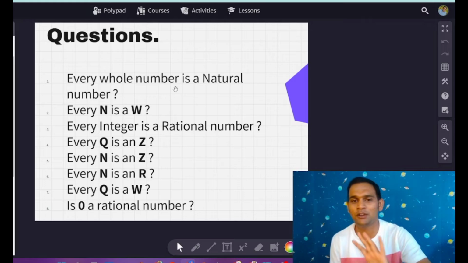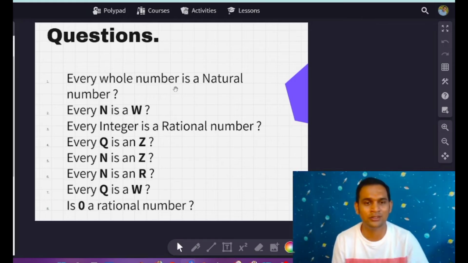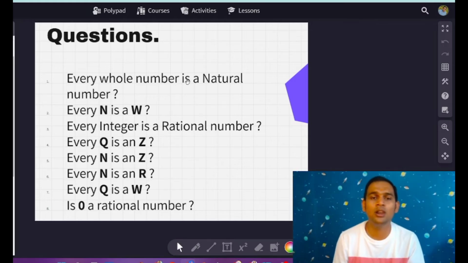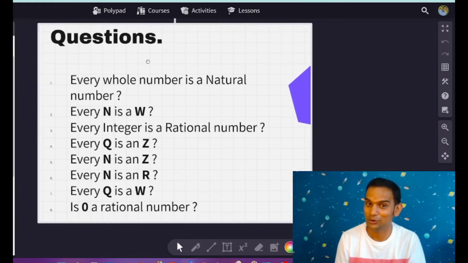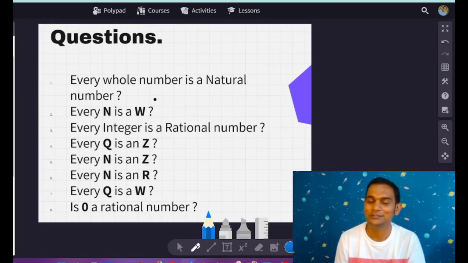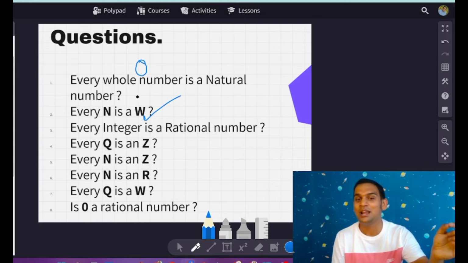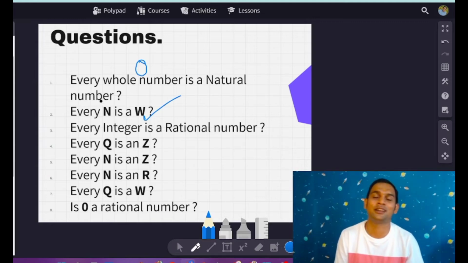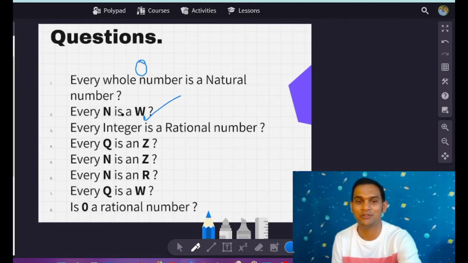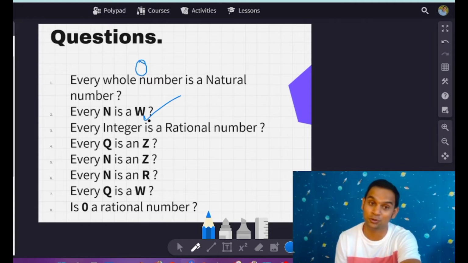I hope you have paused the video and answered all the questions. Let's begin. Every whole number is a natural number, yes or no? No. 0 is a whole number, but is it a natural number? No. So every natural number is a whole number, but every whole number is not a natural number. We have to be very clear about that, because all the natural numbers are included in whole numbers. Let's move a step ahead.